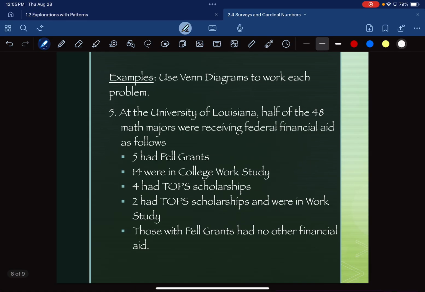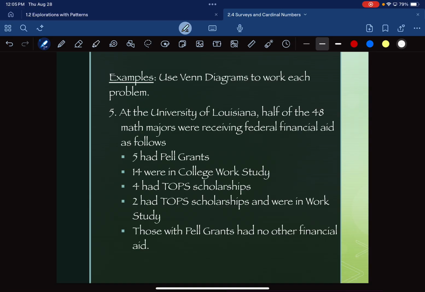Okay, one more example. At a university, University of Louisiana, half of the 48 math majors are receiving federal financial aid as follows. 5 had Pell Grants, 14 were in college work study, 4 had a TOPS scholarship, 2 had TOPS scholarships and were in work study, and those with Pell Grants had no other financial aid.